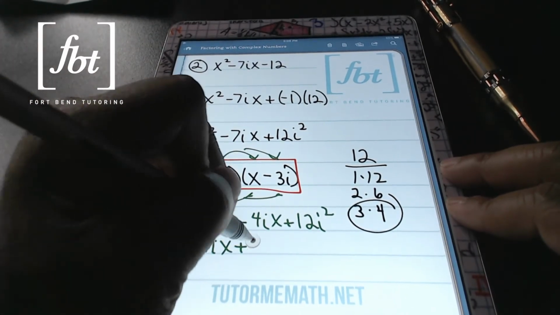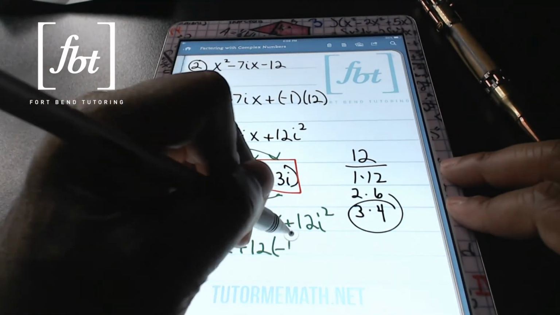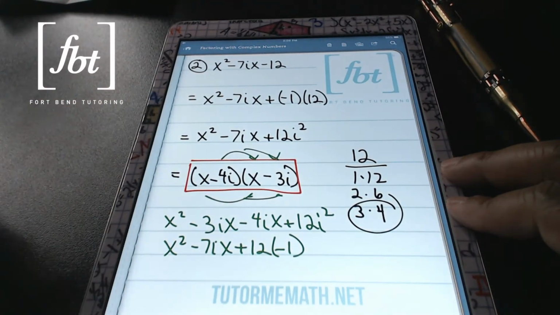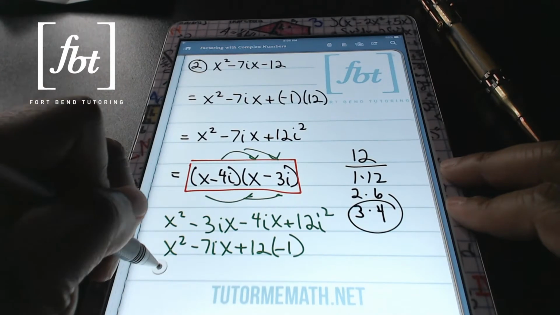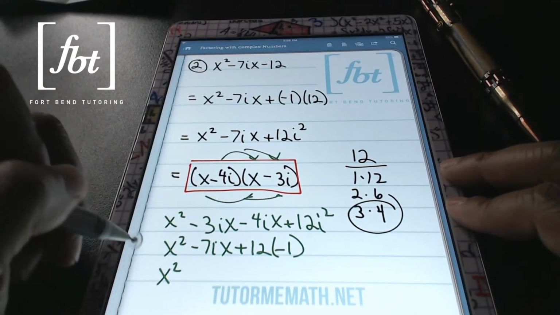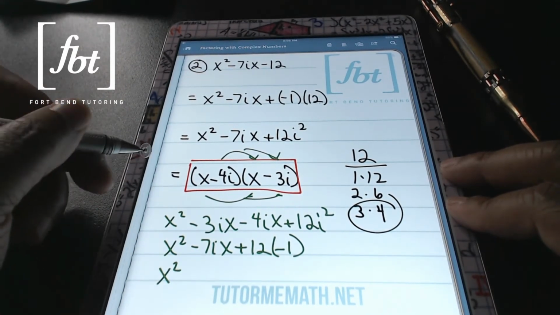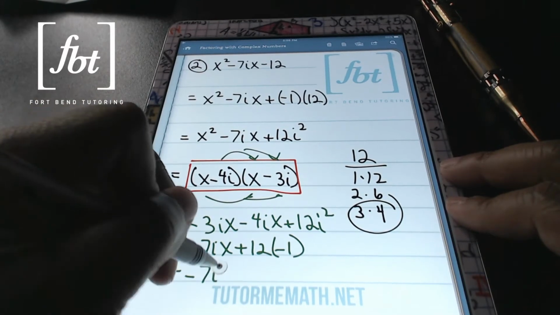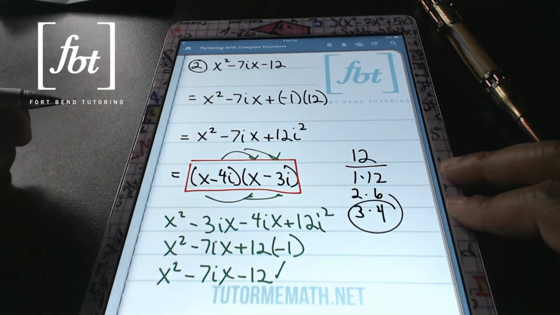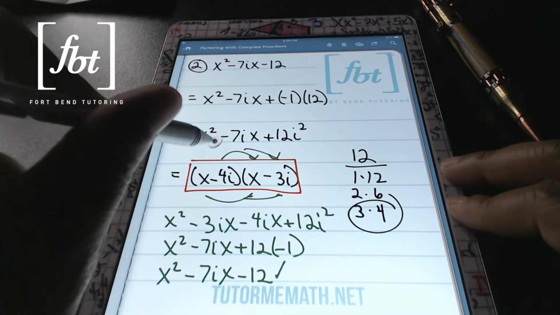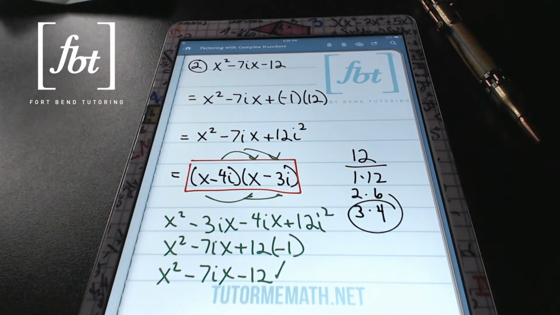And of course, we should realize that the i squared is equivalent to -1. Now that we have this, go ahead and multiply that 12 and -1 together, and you'll confirm that your result is the original expression because I have x squared minus 7ix minus 12, and that checks out with the original expression. And there you go. That's right. See how we did that? Done and done. That was problem number 2.